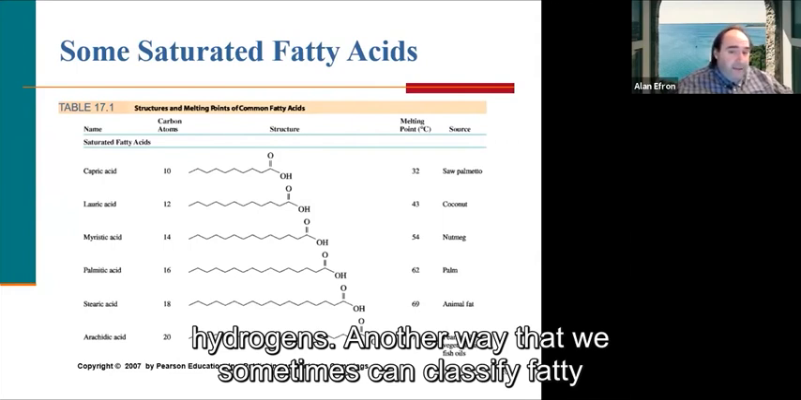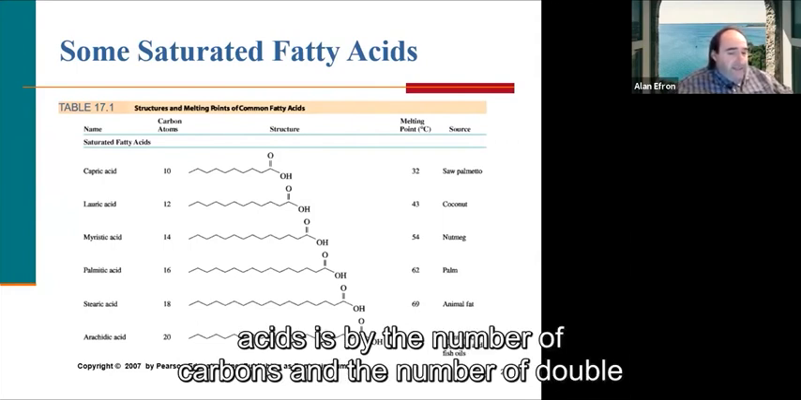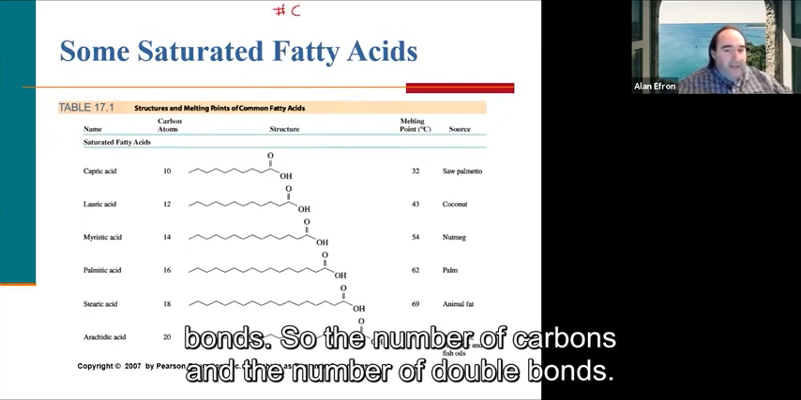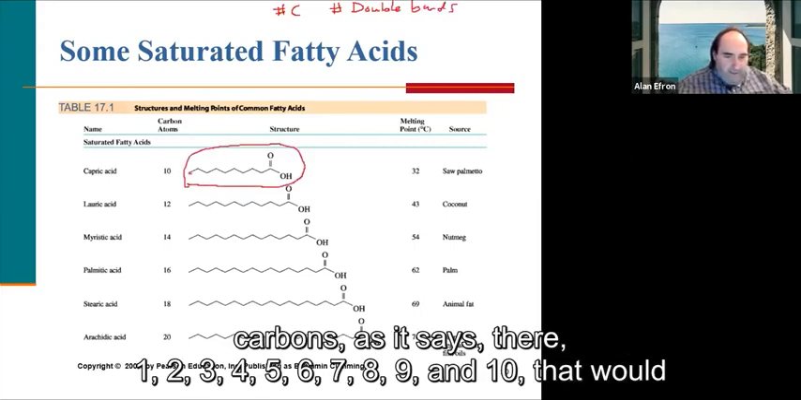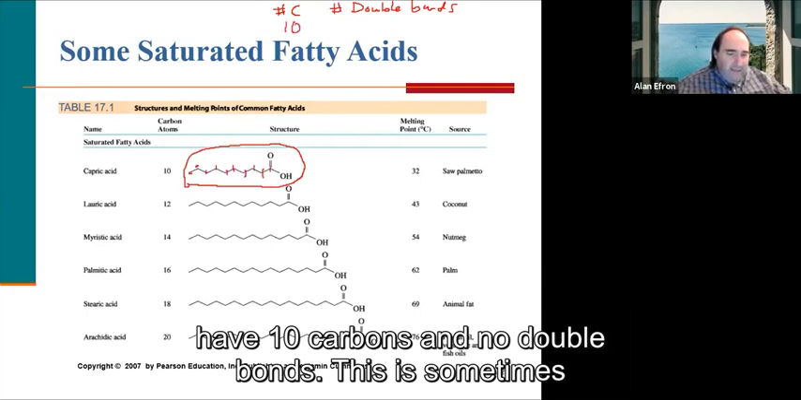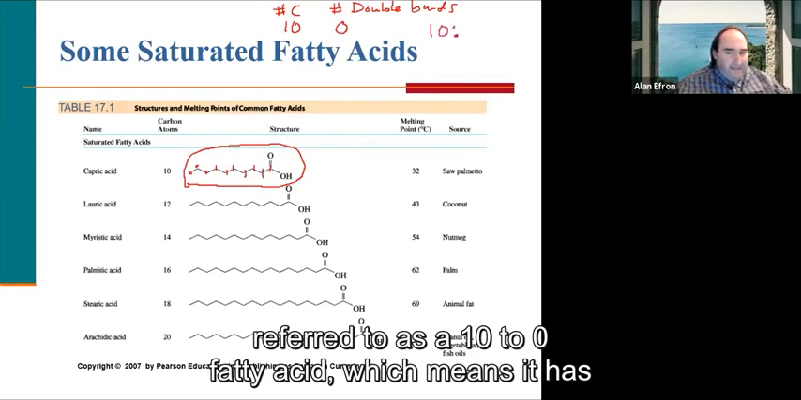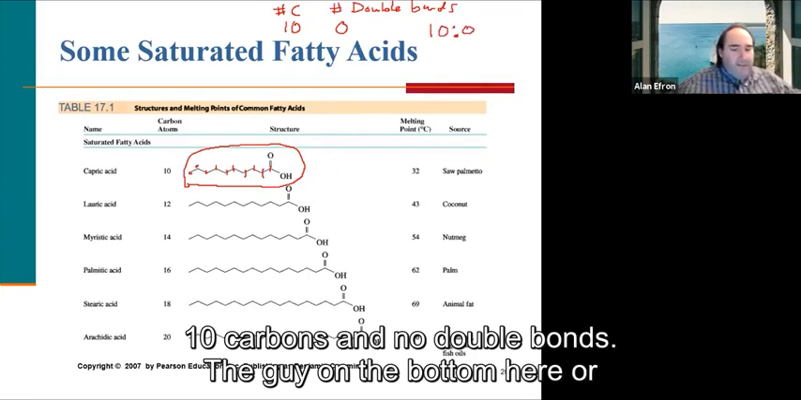Another way that we sometimes can classify fatty acids is by the number of carbons and the number of double bonds. So for example, this first guy here, if you count up all the carbons, as it says there, 1, 2, 3, 4, 5, 6, 7, 8, 9, and 10, that would have 10 carbons and no double bonds. This is sometimes referred to as a 10 to 0 fatty acid, which means it has 10 carbons and no double bonds. The guy on the bottom here or near here has 18.